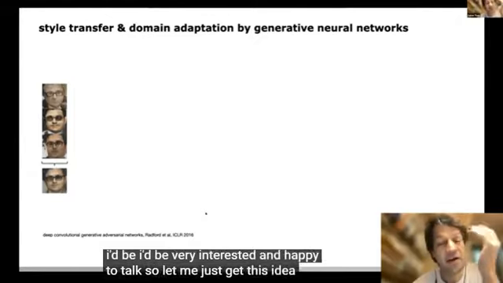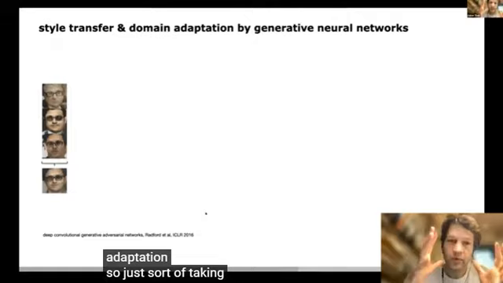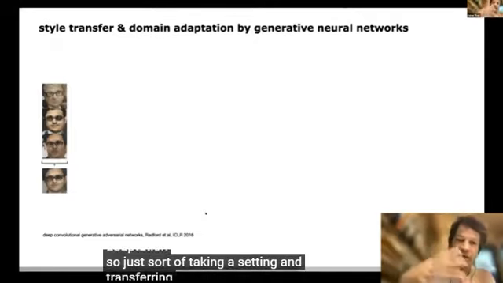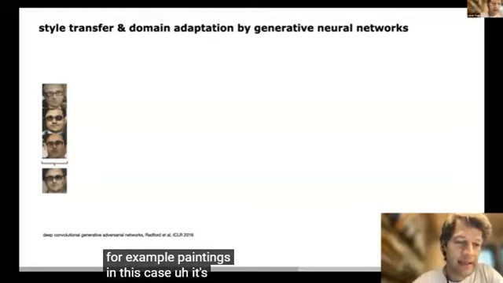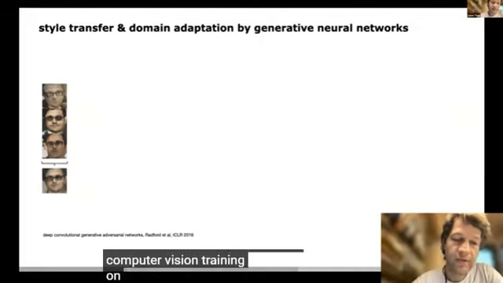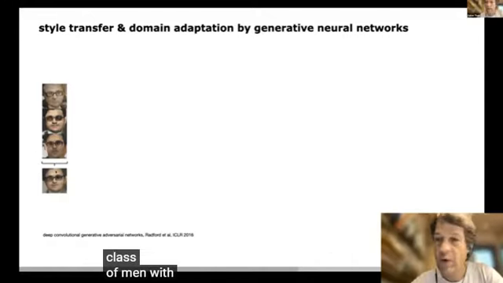So let me just get this idea across. I thought it's a very nice one. You might have heard about domain adaptation. So just sort of taking a setting and transferring the style to a new one. For example, painting style. In this case, it's a data set in computer vision trained on faces. This guy representing now the class of men with glasses.